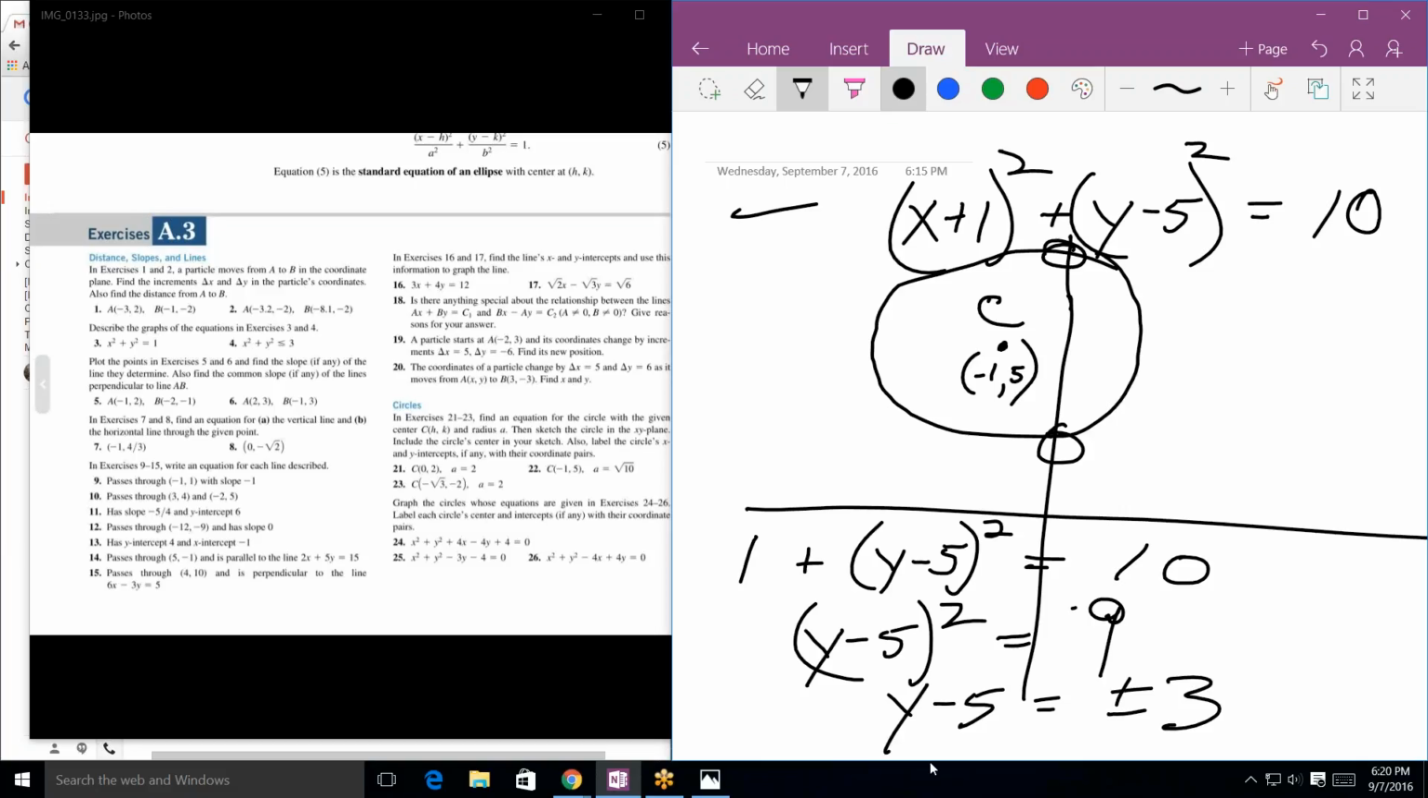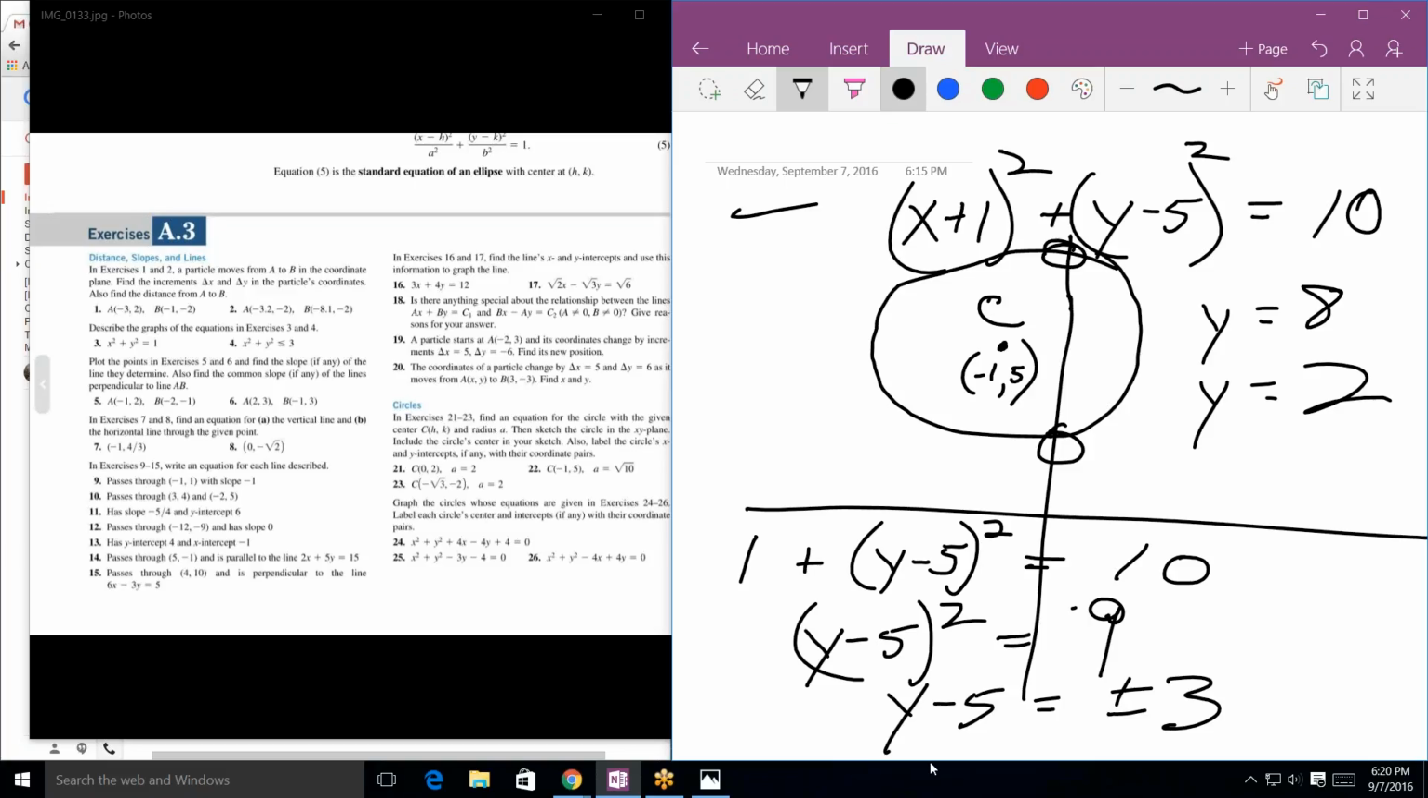So what are my two y-intercepts? I'm about to add 5. So it'll be y equals plus or minus 3 plus 5. So y equals 8 and y equals 2. And that also fits our picture.